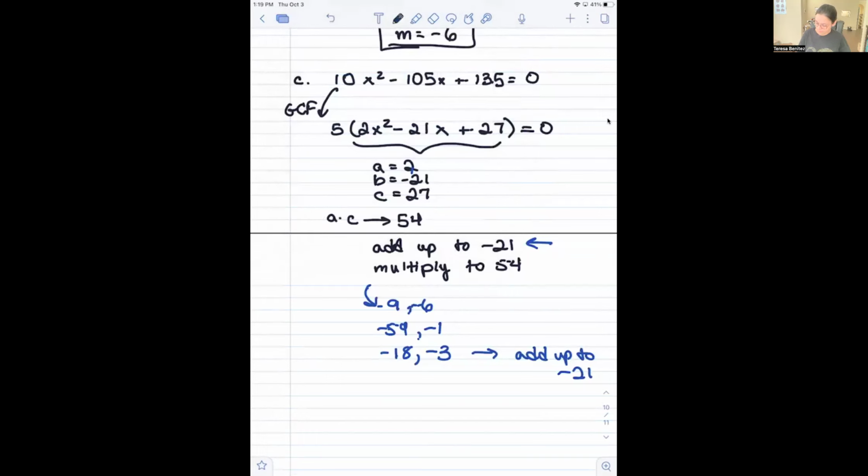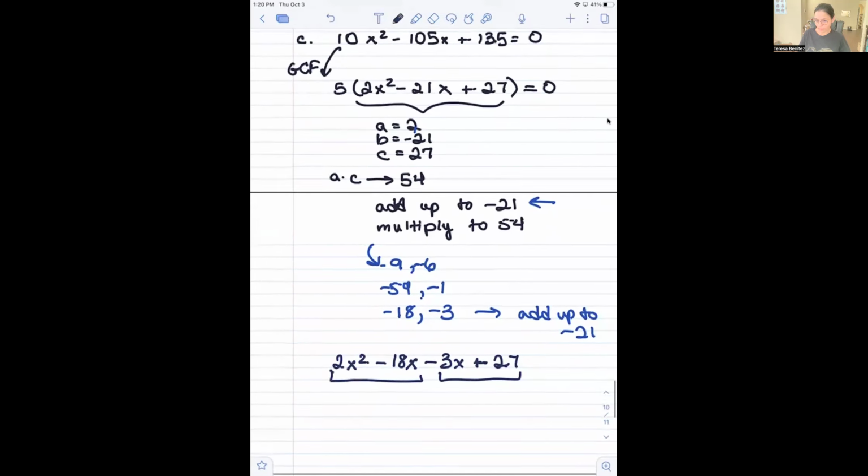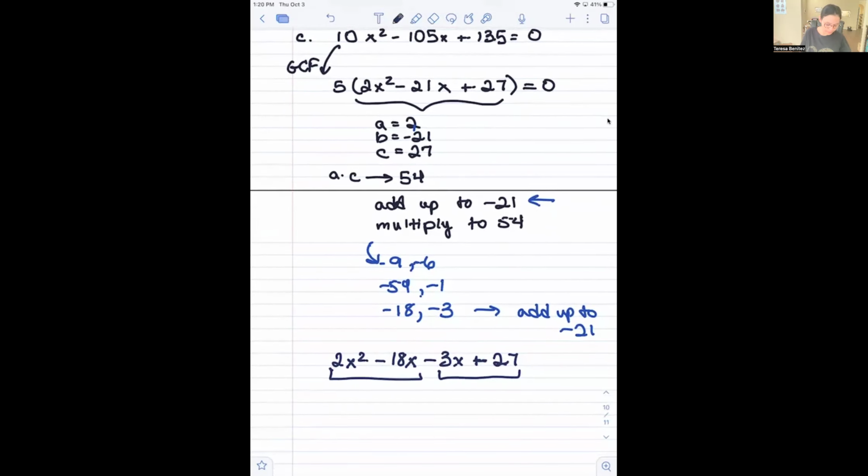And that means I have, using the AC method applied just to this part, okay? I'm not using the 5 this time. I have 2x squared. I'm still there. I have minus 18x. I have minus 3x. And I have plus 27, okay? I'm not done. Now I have to do factor by grouping, okay? And that was step number 4, if I remember correctly. Expanding was step 3, and this is step 4.